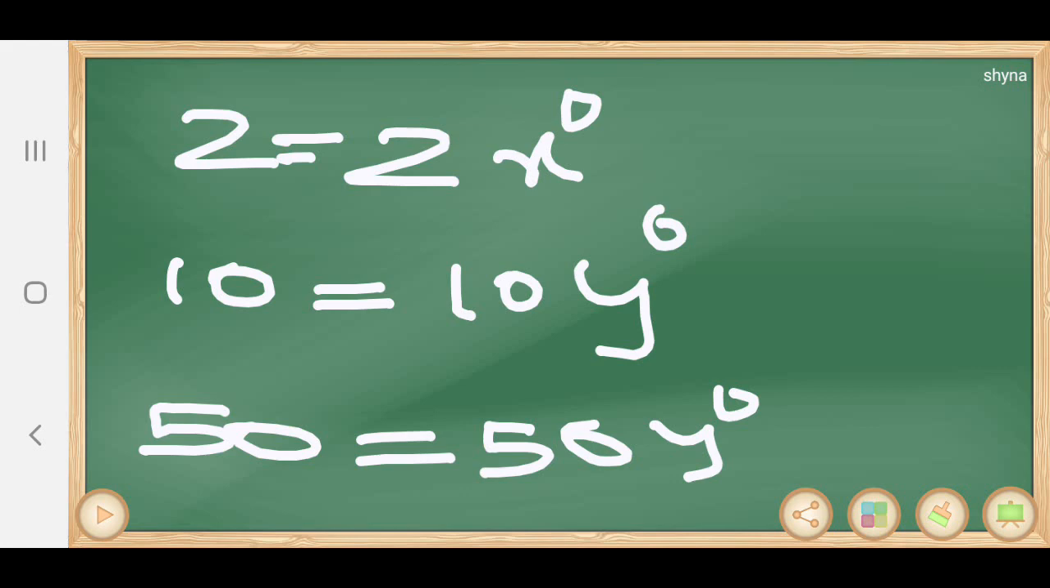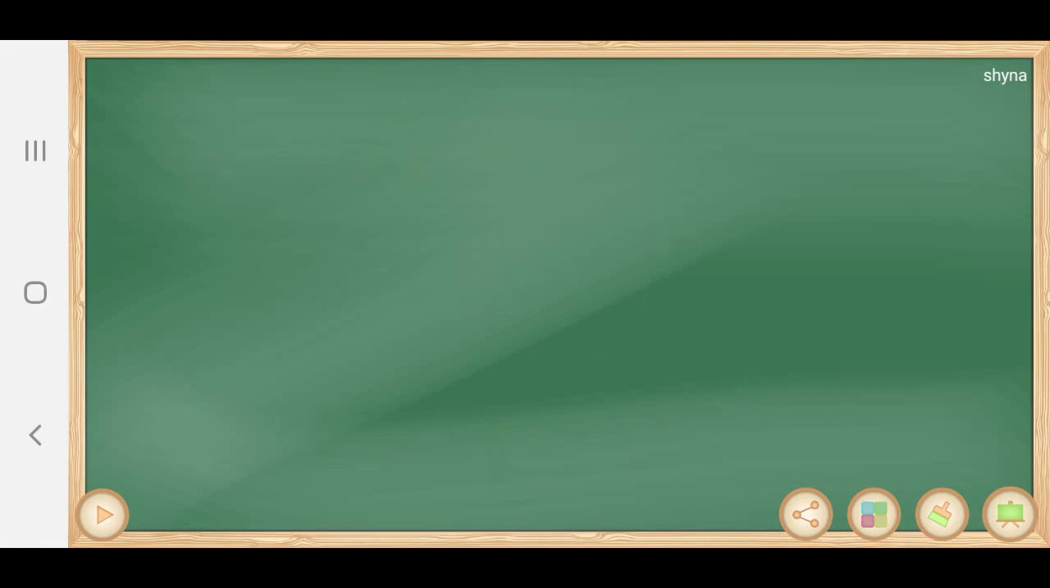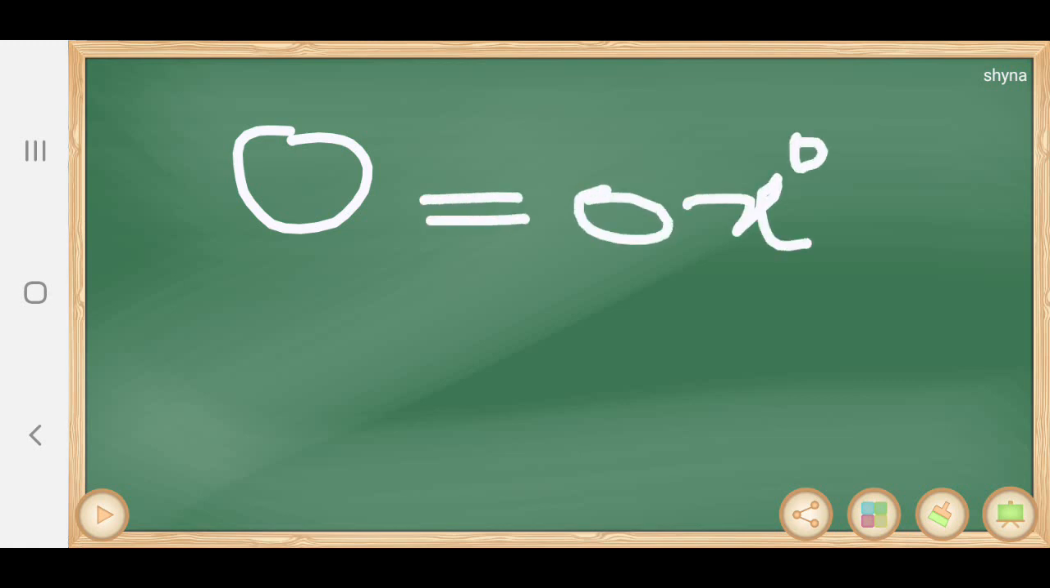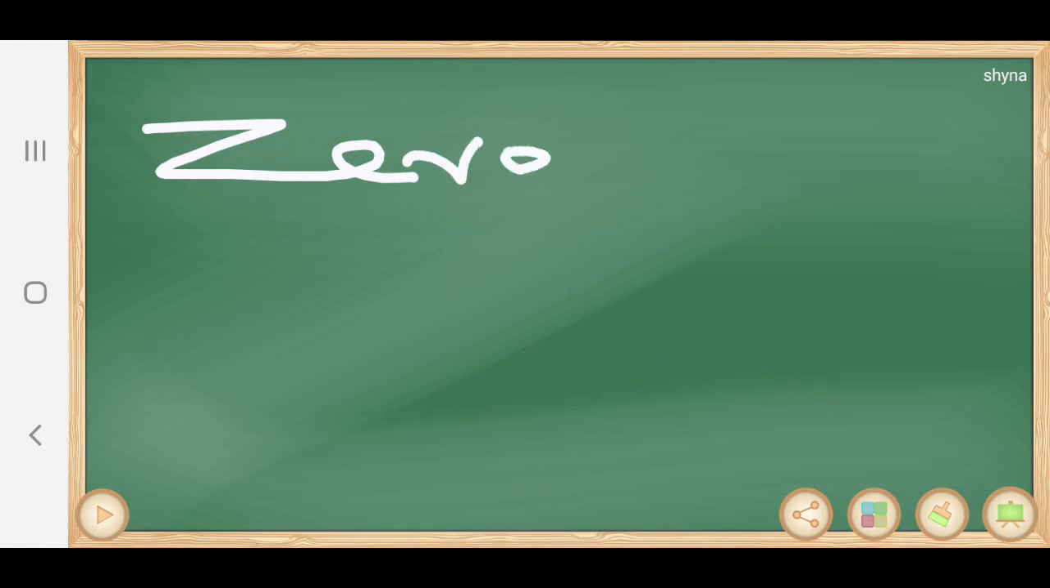Constant polynomials. What about 0? Is 0 a constant polynomial? Can we write 0 as 0 into x raised to 0? Why not? Not only that one, 0 is also 0 into x raised to 1. 0 into any number means 0, so we can write 0 in any way. So 0 is also a polynomial. We can call 0 the 0 polynomial. Write the heading: 0 polynomial.